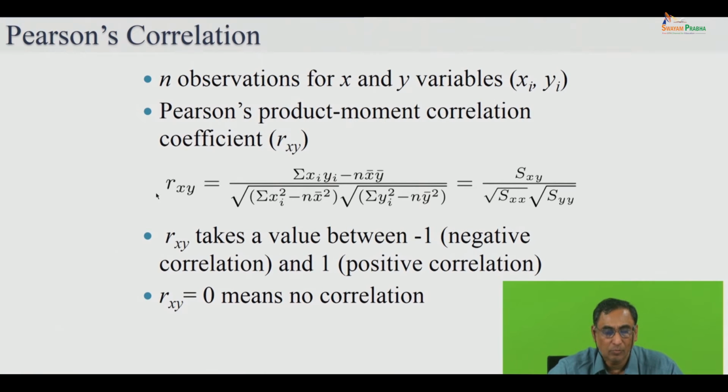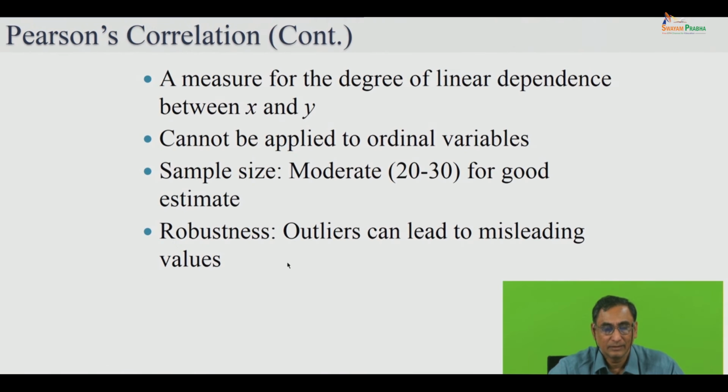So this value is now bounded. We can show that rxy will take any value between minus 1 and plus 1. If it takes a value of minus 1, we say that the two variables are negatively correlated. If rxy takes a value close to 1, we say they are positively correlated. On the other hand, if rxy takes a value close to 0, it indicates that x and y have no correlation between them. Now how we can use this, we will see.